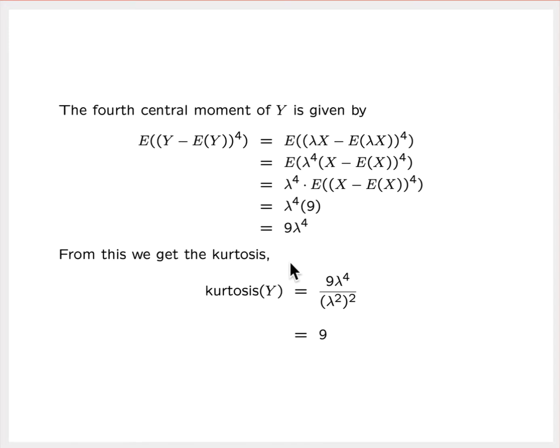To get the kurtosis, we divide that 4th central moment by the square of the variance. The variance was lambda squared, so we square that, we get lambda to the 4th, and so we've got lambda to the 4th upstairs, we've got lambda to the 4th downstairs. They cancel out, and so we get a kurtosis of 9.